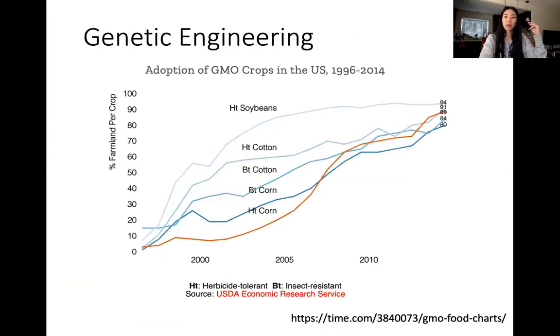In this chart right here, it's just kind of showing you the same thing I just said. Most of the soybean, cotton, and corn that is grown in the US is genetically modified. And the HT and the BT on the bottom, it refers to herbicide tolerant and also insect resistant. So just something, if you're eating corn, probably genetically modified.